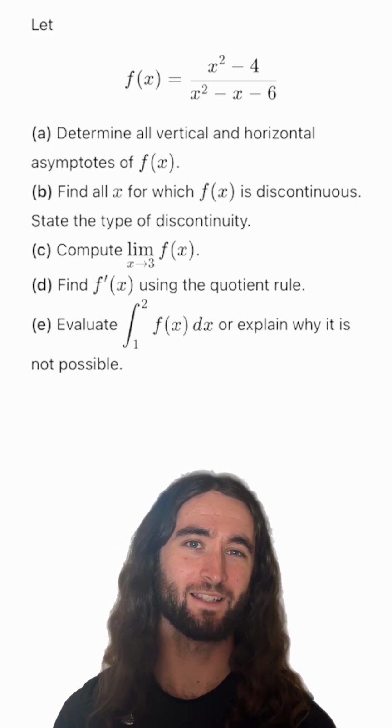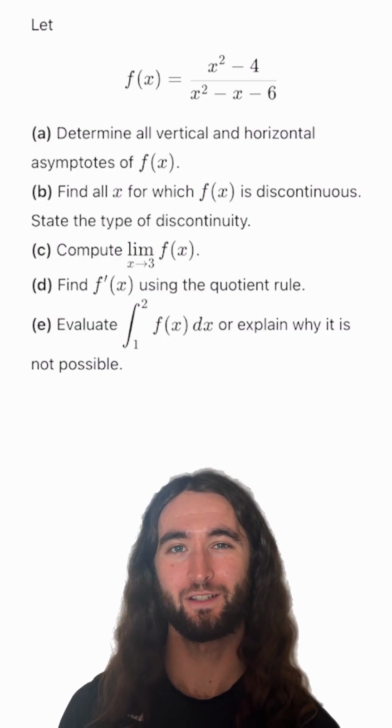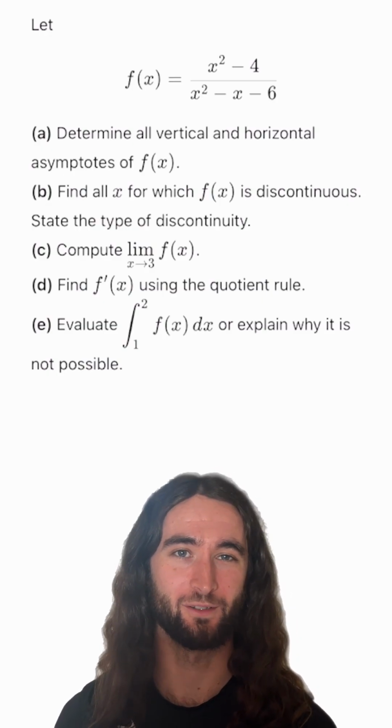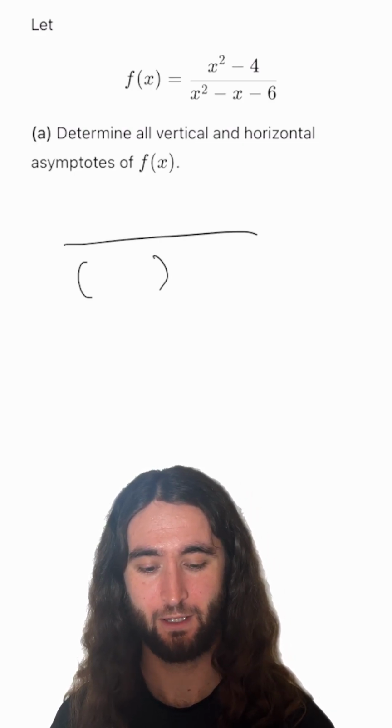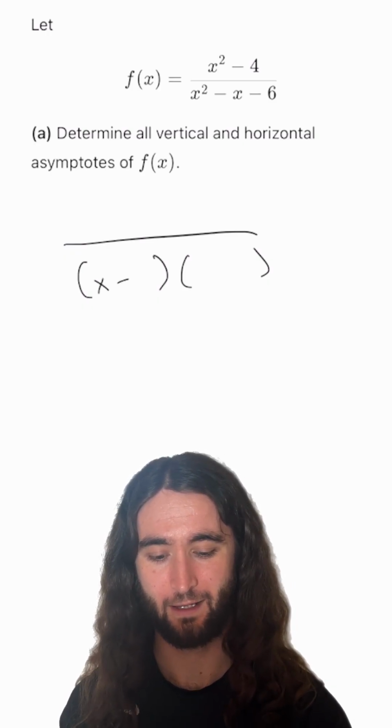Okay, here we have a classic sort of question from a calculus exam asking about a rational function and its graph and properties. So first we want to find the vertical asymptotes. Well, what causes vertical asymptotes is division by zero. So we have to figure out where this denominator is equal to zero. So we need to factor the denominator. Well, I can see that's going to factor as x minus 3 and x plus 2.